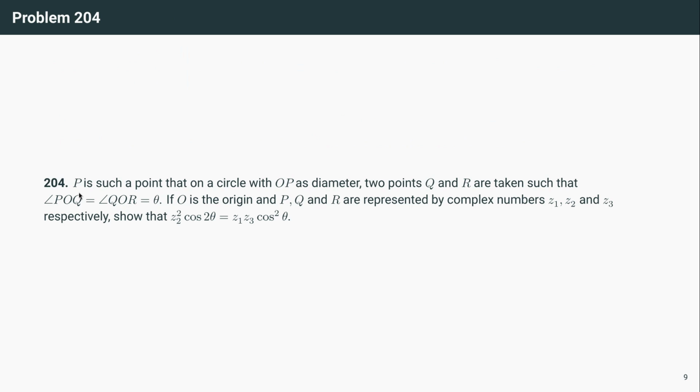Problem 204 says that P is such a point that on a circle with OP as a diameter, 2 points Q and R are taken such that angle POQ is equal to angle QOR is equal to theta. If O is the origin and P, Q, R are represented by complex numbers Z1, Z2, Z3 respectively, show that Z2 square cos 2 theta is equal to Z1 Z3 cos square theta.